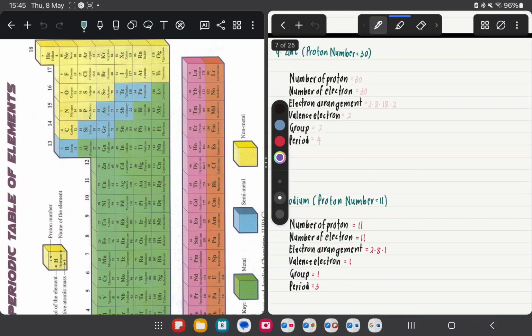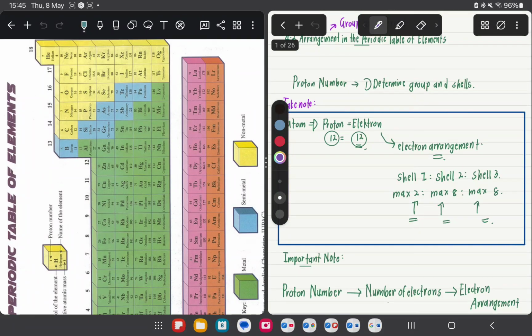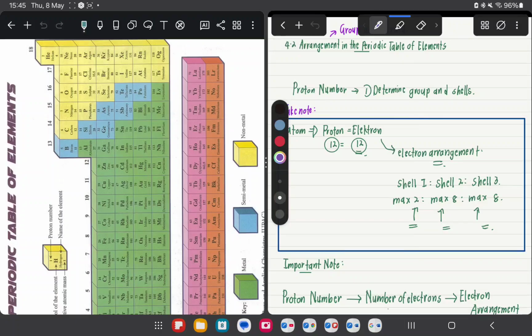What do you call that? What's the subtopic name? Oh my god, I forgot it. Arrangement in the periodic table of elements.